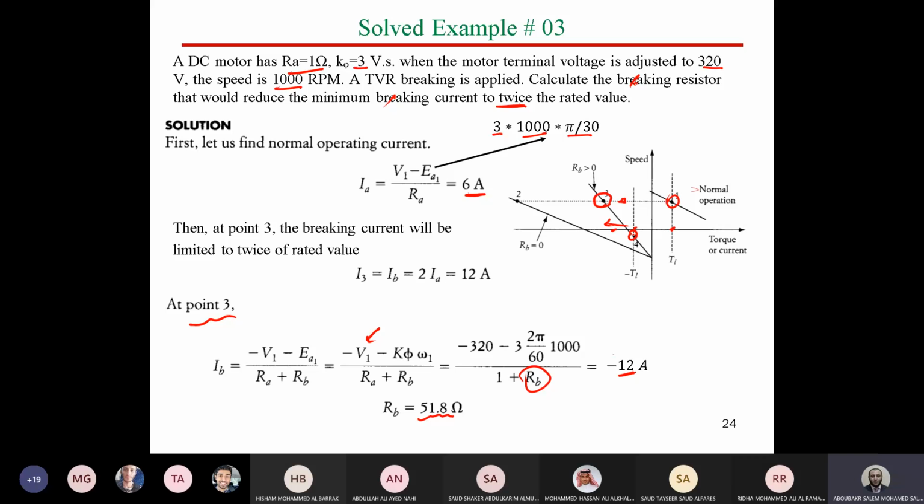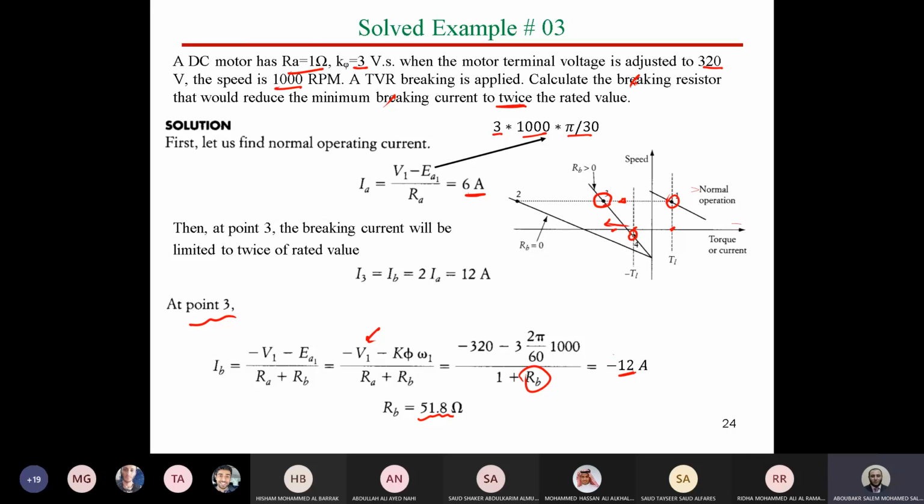Can you imagine? The current is 12 amp, okay, and sorry, the current here will not be 12 amp. If we turn back to the 6 amp again at point number 4, the current will be 6 amp for instance, and the resistance is 51.8 plus 1. So I square R will be very high. So we cannot continue operating at that curve.